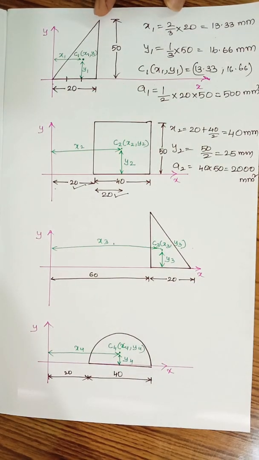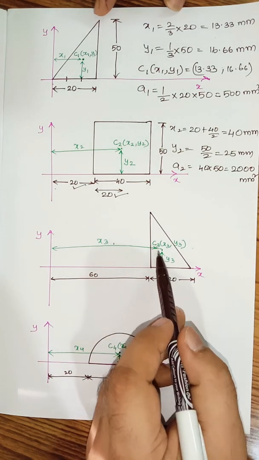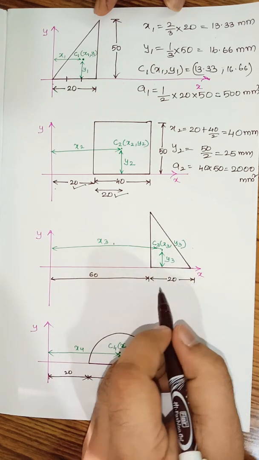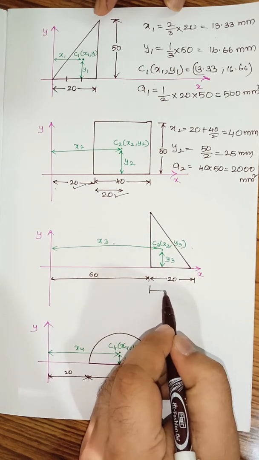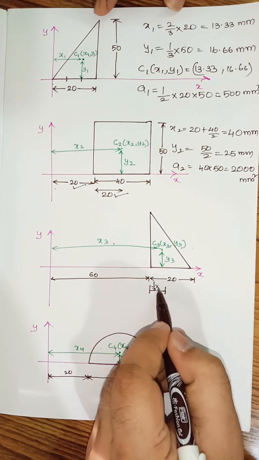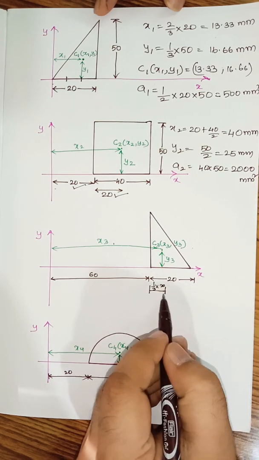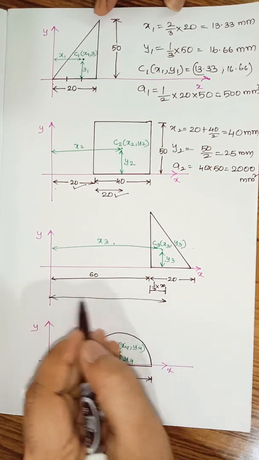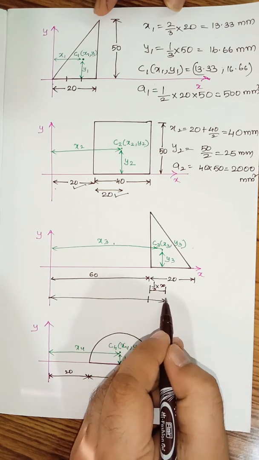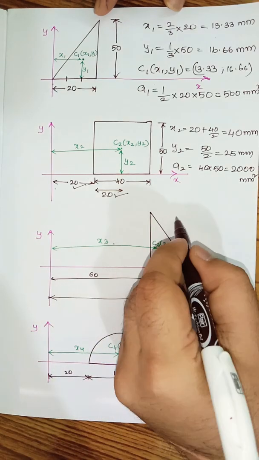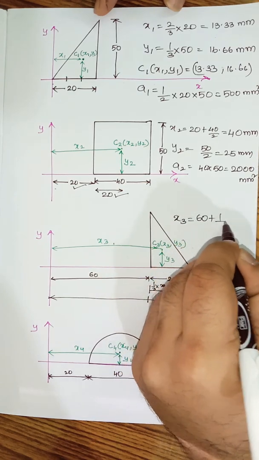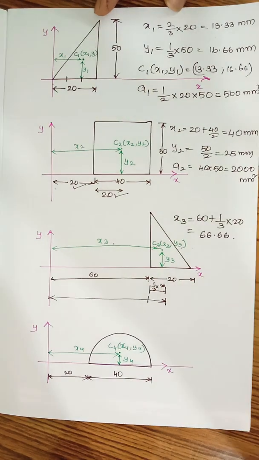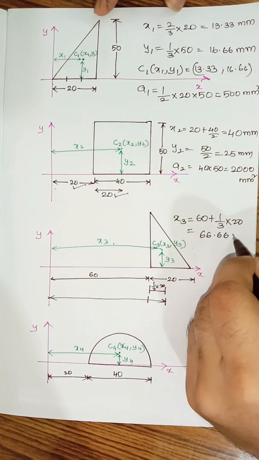Now coming to the third element, the third triangle. So C3, x3 and y3. x3 is the distance from the reference y-axis. So we can calculate it very easily, right? We all know that it will be located exactly at the distance of 1/3 of the base, that is 1/3 of 20. This particular distance is 1/3 of the 20 plus 60. We need the total distance up to here. So up to here it is 60, and the remaining part will be 1/3 of the 20. So I'm writing down here x3 is equal to 60 plus 1/3 of 20. So 1/3 of 20 plus 60, that will be 66.66 millimeters.